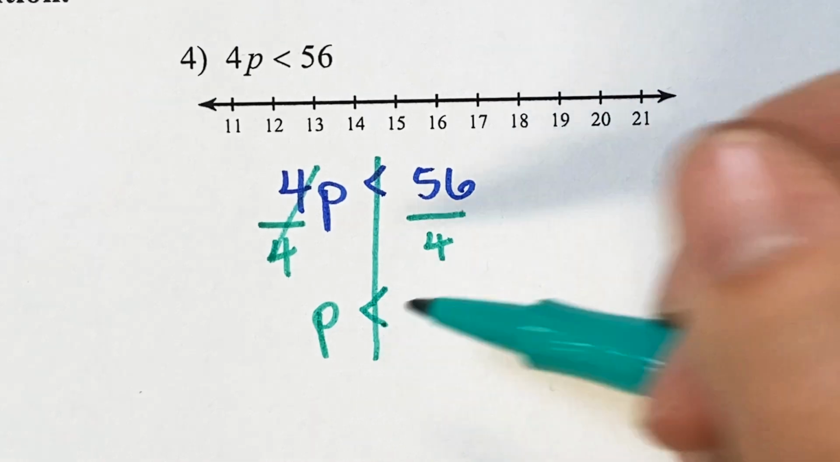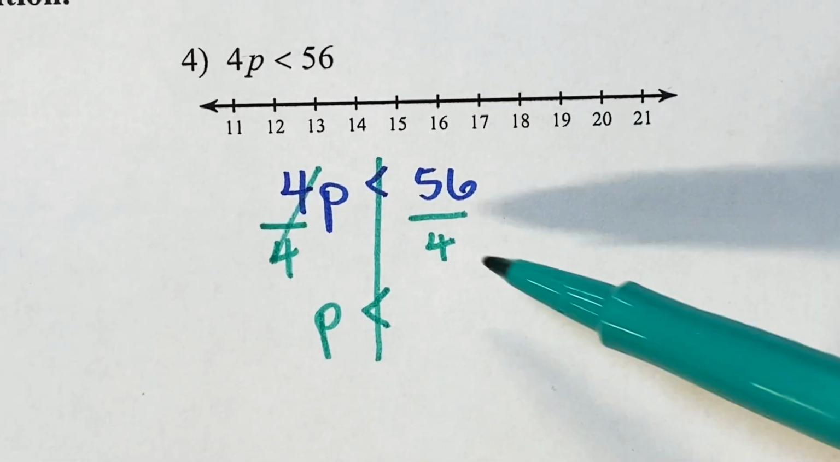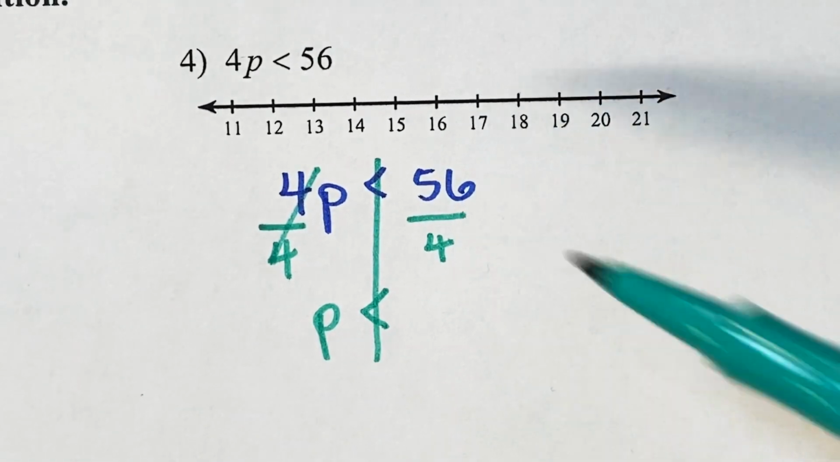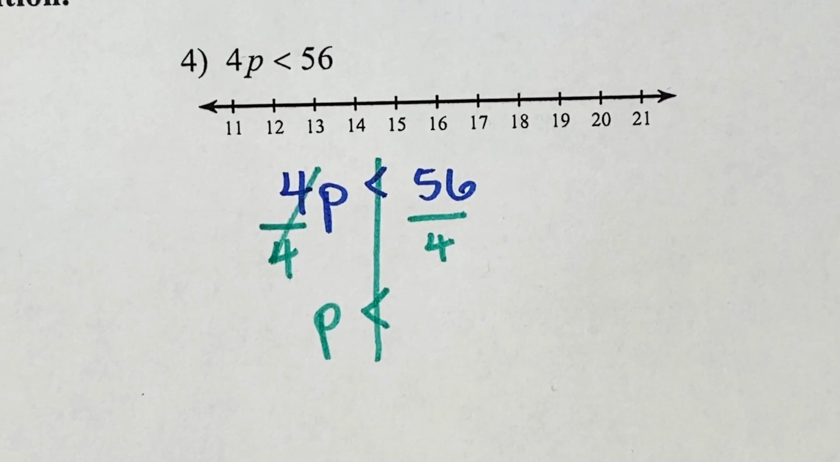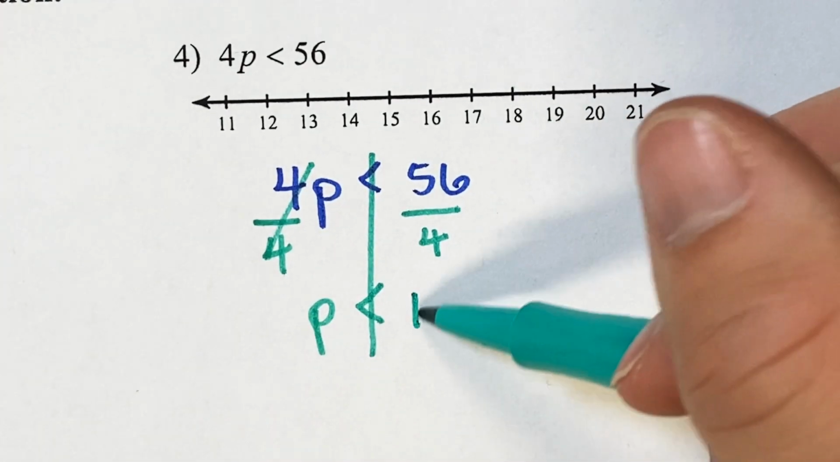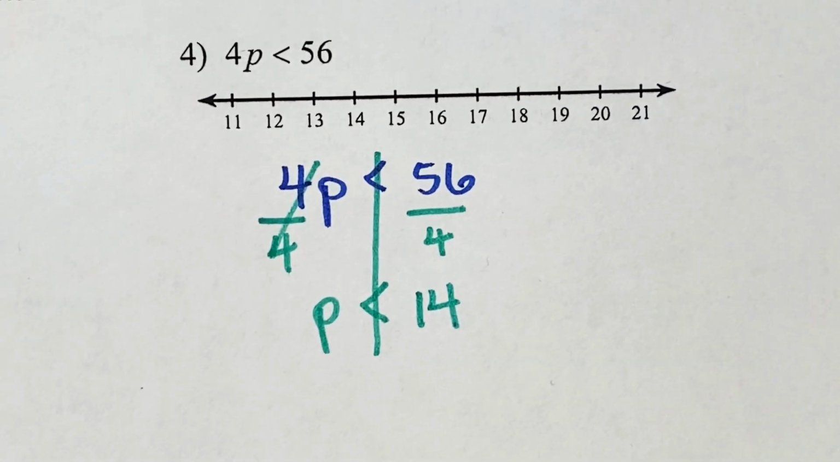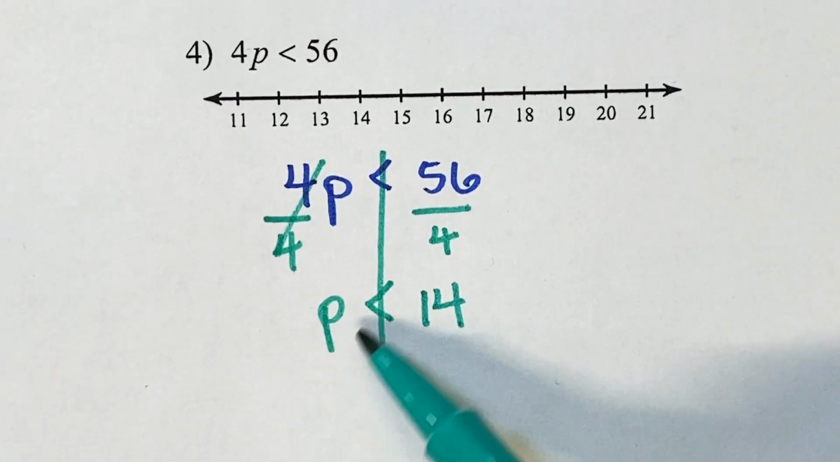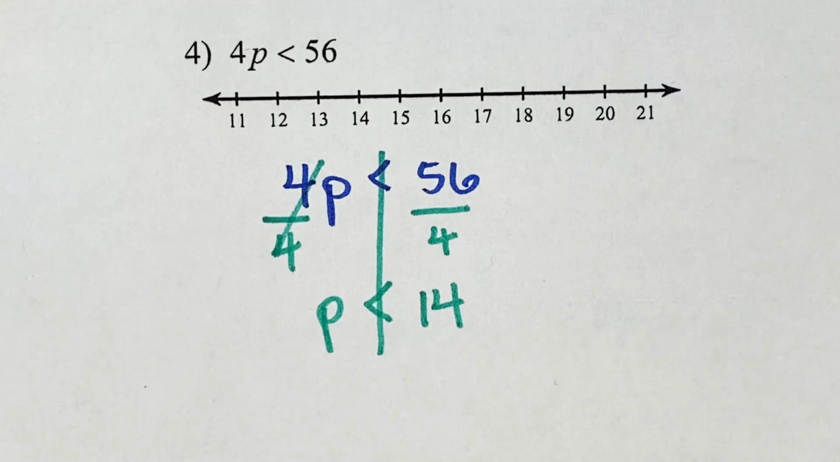Just copy down your inequality sign. And now we have 56 divided by 4. You can always use a calculator. In fact, I'm using one right now. 56 divided by 4. And I accidentally typed it in wrong. That is going to give me 14. Okay, now that my P, or my variable, is all by itself, now I can go ahead and graph it.